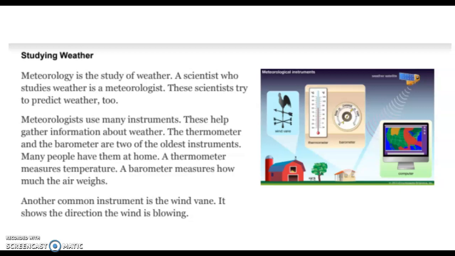The thermometer and the barometer are two of the oldest instruments. Many people have them at home. A thermometer measures temperature. A barometer measures how much the air weighs. Another common instrument is the wind vane. It shows the direction the wind is blowing.